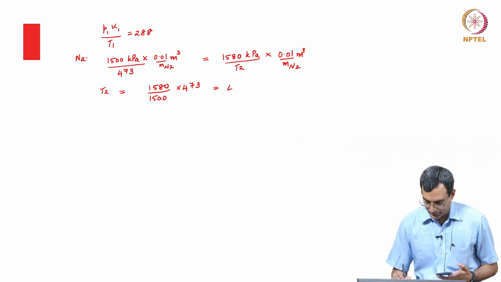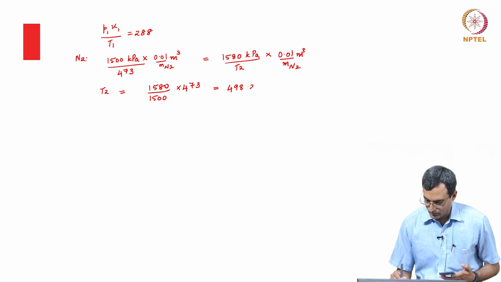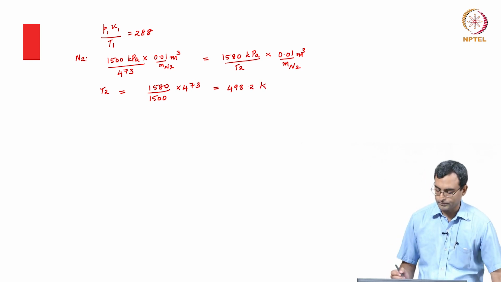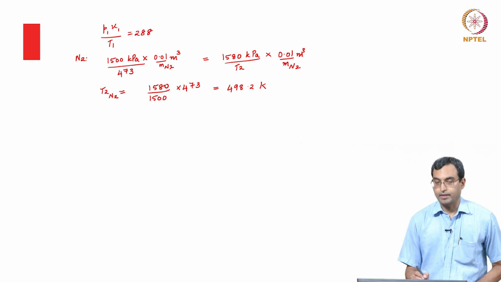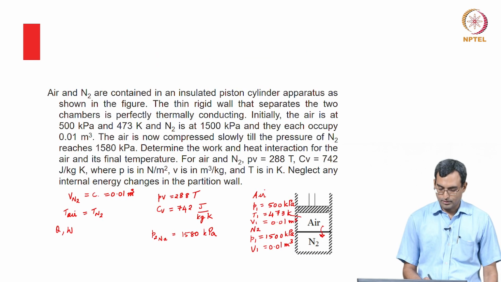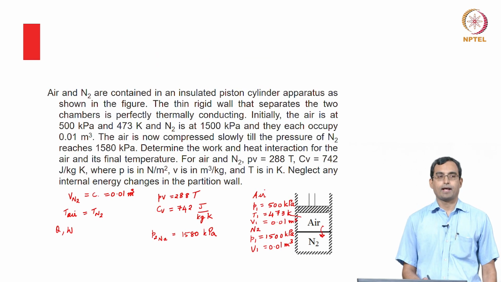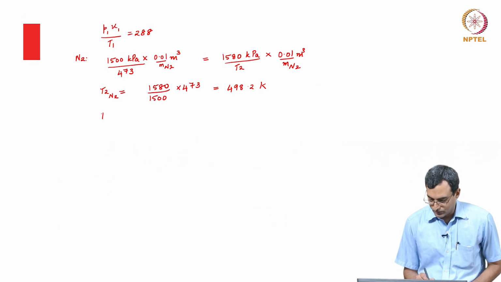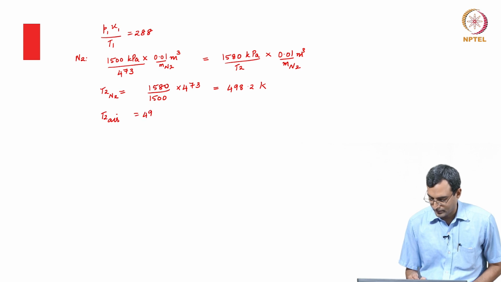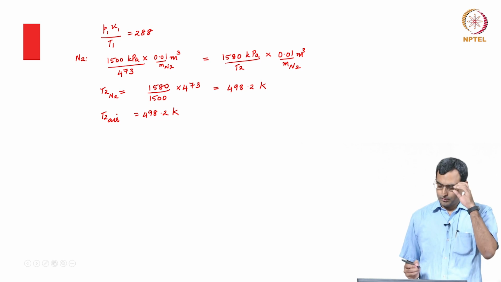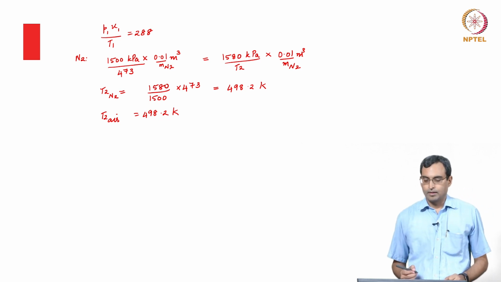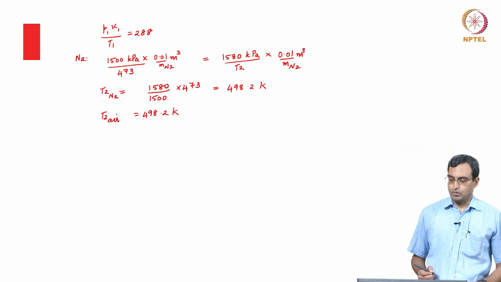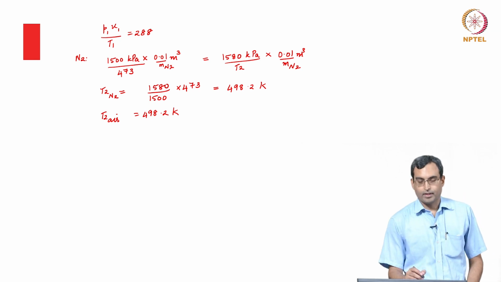Which comes out to be 498.2 Kelvin. We found this for nitrogen, but we already found out here that the temperature of the air and nitrogen will be the same at all times. So, T2 for air is also equal to this. So, we have this.